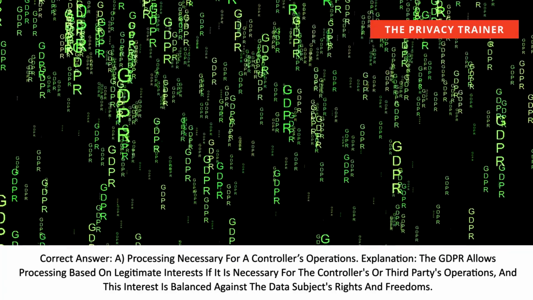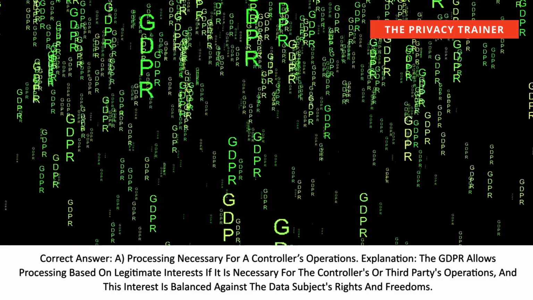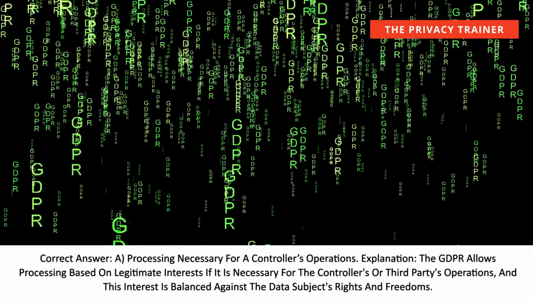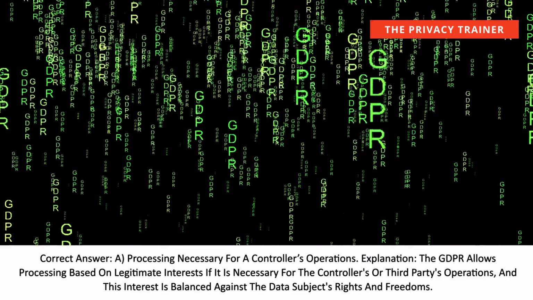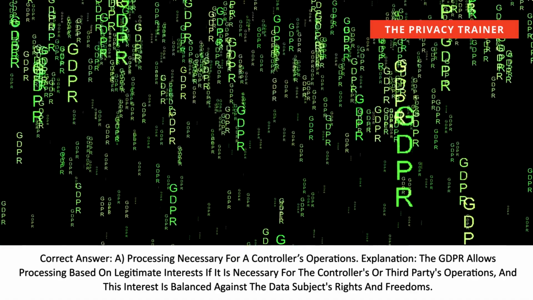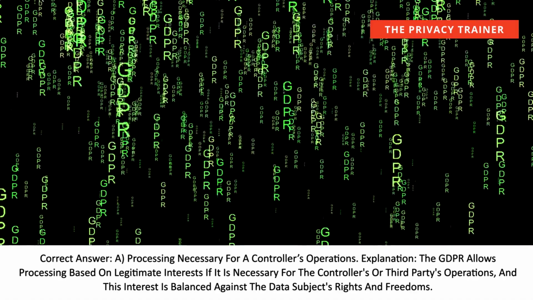Explanation: the GDPR allows processing based on legitimate interests if it is necessary for the controller's or third party's operations, and this interest is balanced against the data subject's rights and freedoms.